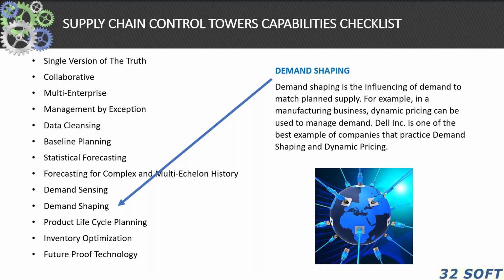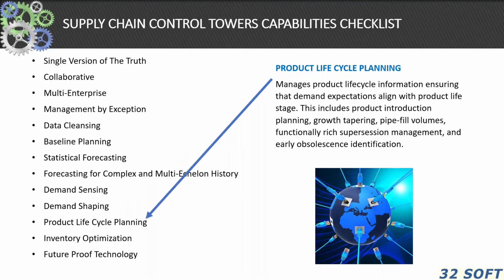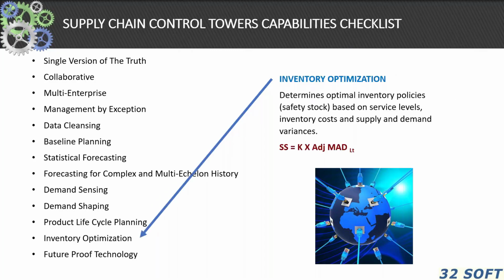Dell is one of the best examples of companies that practice demand shaping with dynamic pricing. Product lifecycle management: manage the product lifecycle information, ensuring demand expectations align with the product lifecycle stage. They take into account new product introduction planning, growth tapering, pipeline fill functionalities, supersession management, and early obsolescence identification.